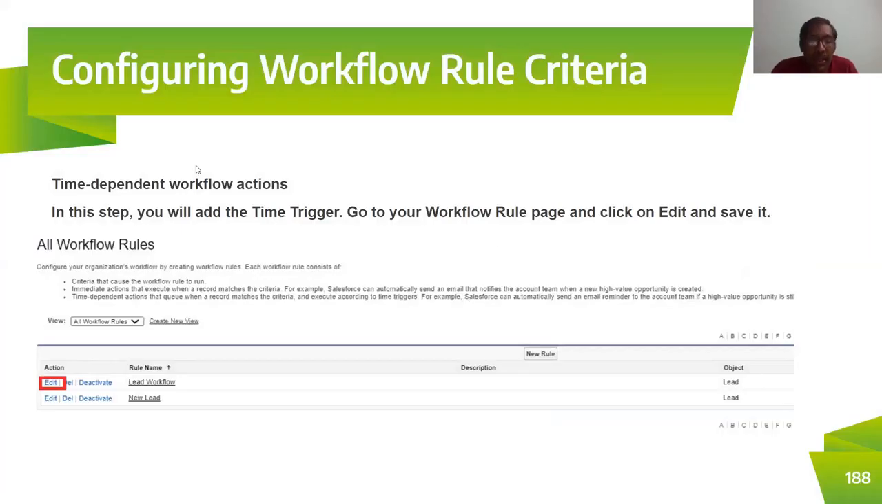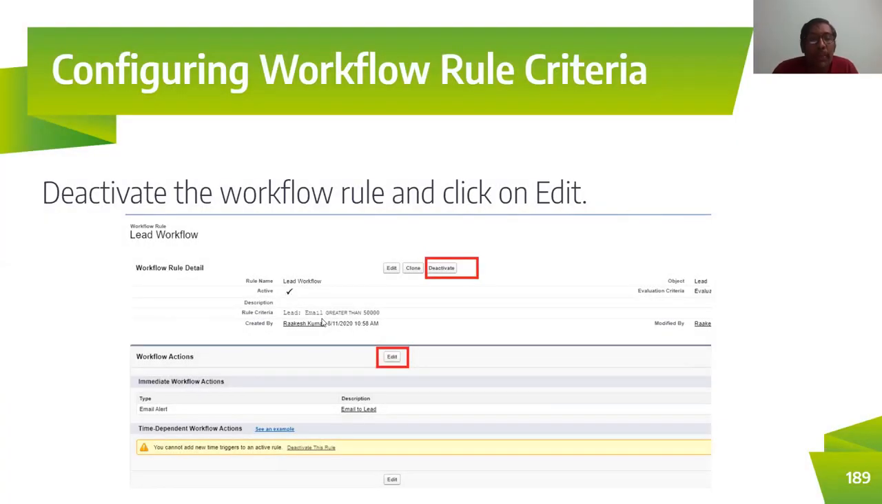Got it. So the next one is time dependent action. Again, the step is the same as what you've done with the action here. You create the action, but provided you give the time here. In this step, you add the time trigger: go into your workflow rule, click on edit and save it. Accordingly, you save it and then you can do the time dependent action.